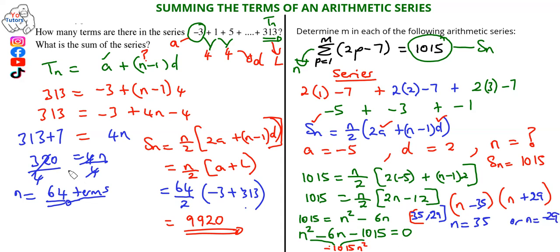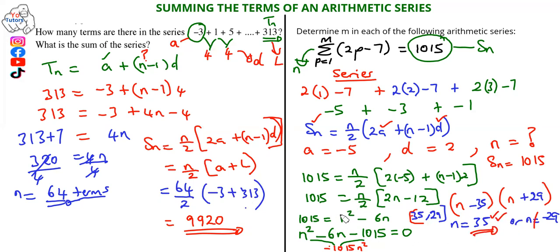Okay, now our value can never be negative. We cannot have the position as negative. We cannot say our value is at the negative 29 term, or negative 40 term. No, we can't have a negative as a position. So in this case, we're going to take our n as 35. So this is going to be our answer.